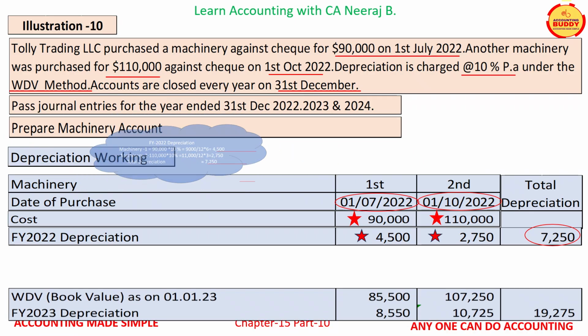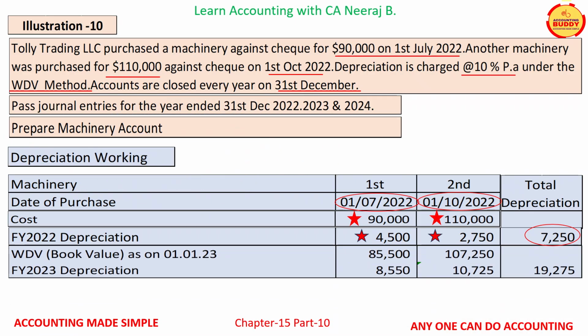The written down value as on 1st of January 2023, that is the first day of the financial year 2023, will be $85,500 for machinery 1 and the depreciation for machinery 1 for the financial year 2023 will be charged at the rate of 10% per annum on the WDV value of $85,500. Therefore, the depreciation for machinery 1 will be $8,550.